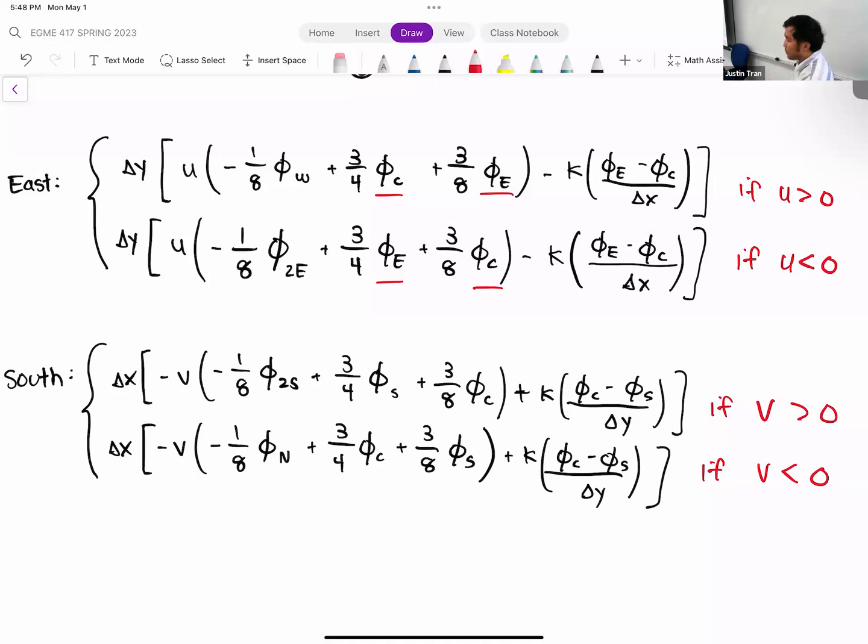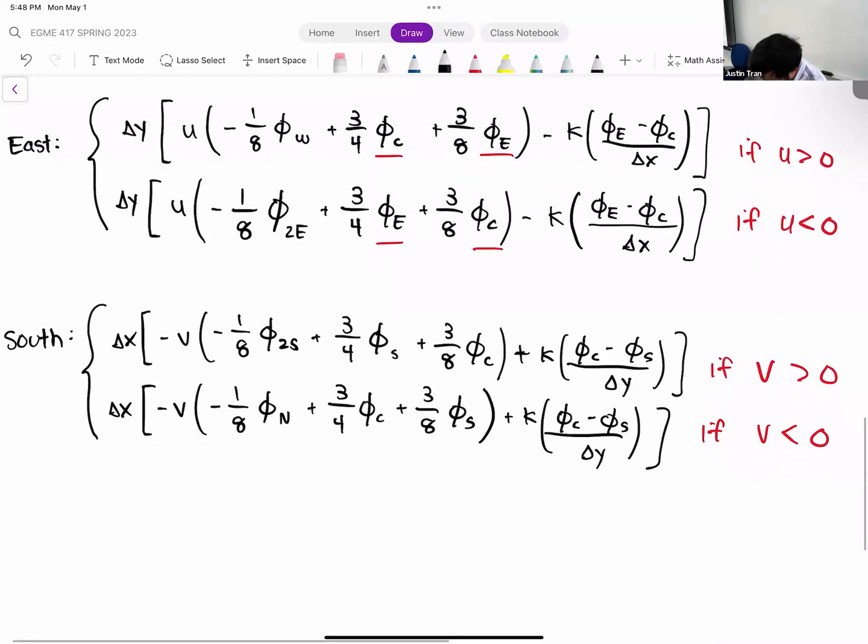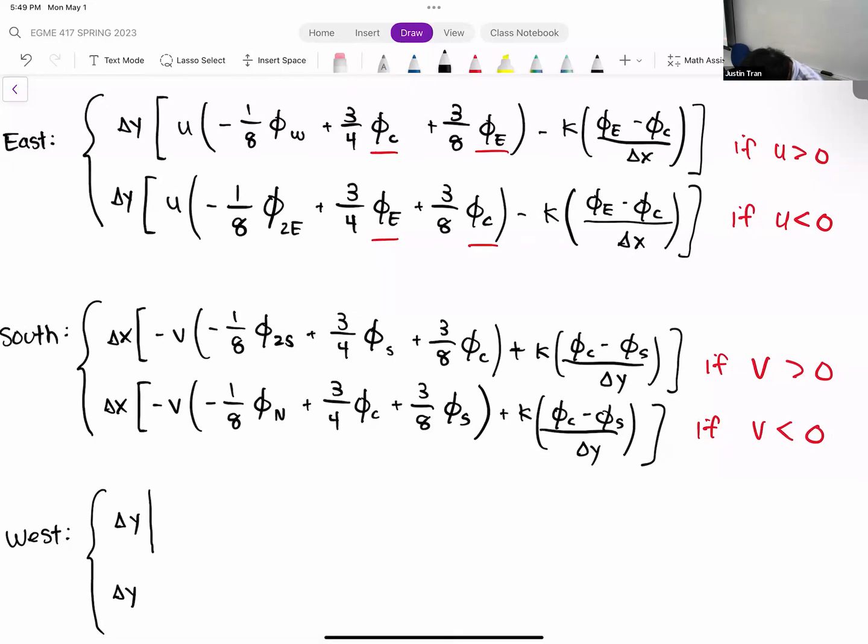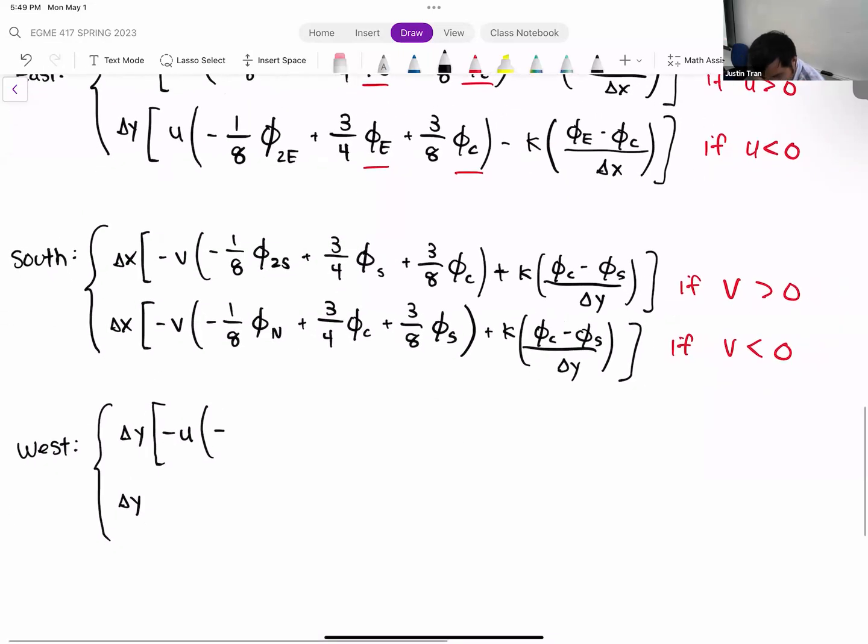And so if v is less than 0, then we use that version where we put the extra neighbor up top. So that's why we have v sub n. So now let's do the west integral. Both versions will have delta y in the front. First will be the version if u is greater than 0. So first we have a minus u times minus 1/8, plus 3/4, plus 3/8 v sub c.